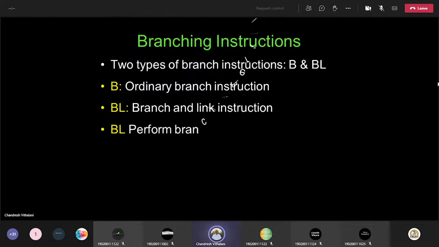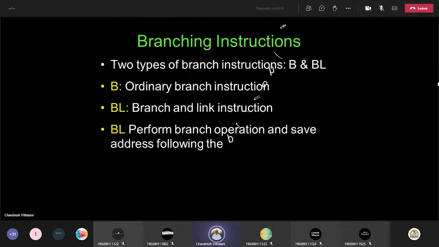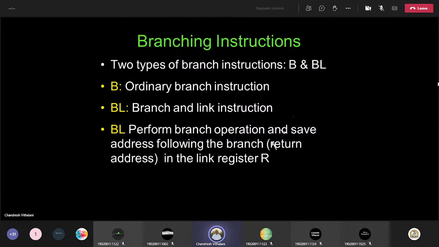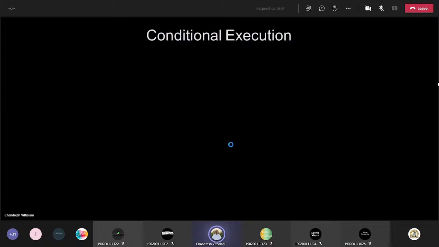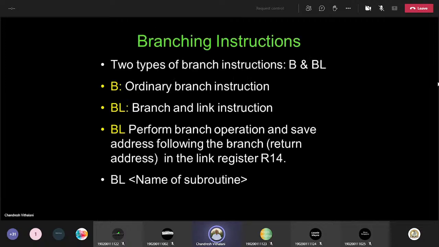As we have already seen, two types of branch instruction. B is ordinary branch instruction. BL is a branch and link instruction. So BL performs the branch operation and saves the address of the instruction following the branch, that is the return address, into the link register R14. So you can specify it like BL and then the name of the subroutine where you want to take a jump.